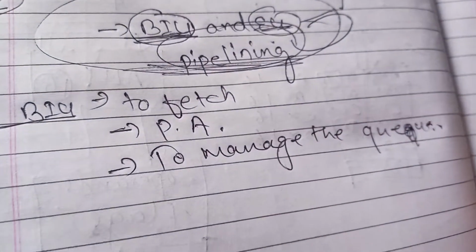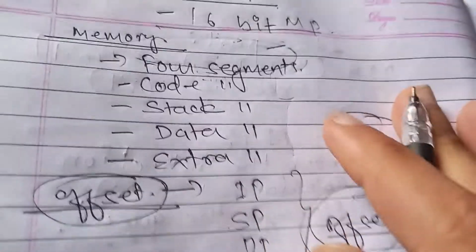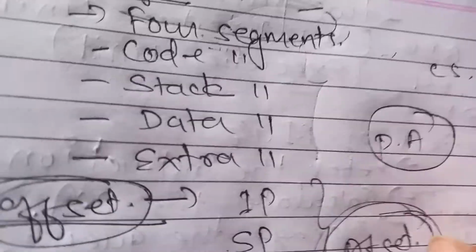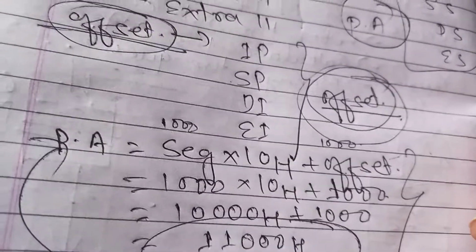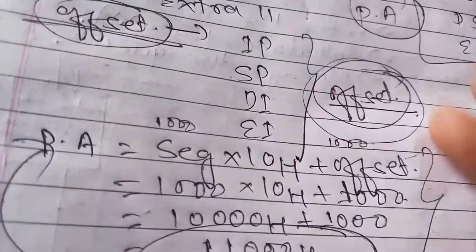Next are the segment registers: CS, SS, DS, and ES. These are our segment registers. This is called CS, next one is called SS, next one is called DS, and next one is called ES. Okay, now let us learn about CS. What does this CS do?